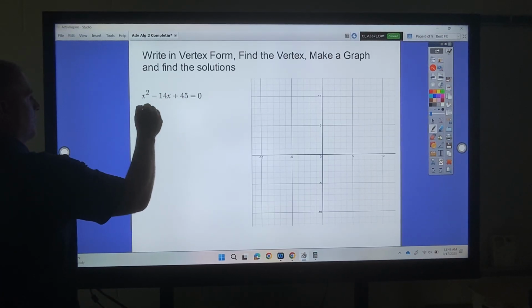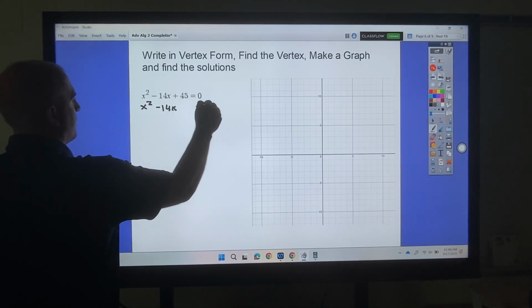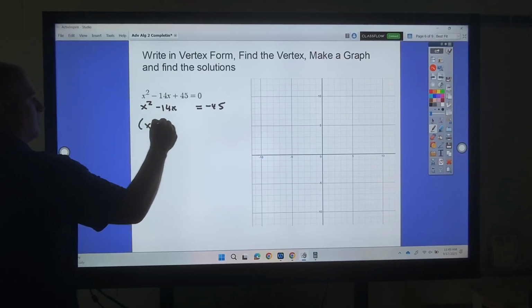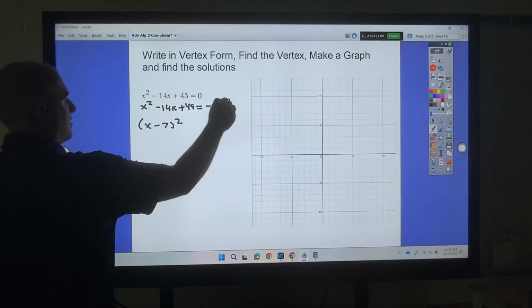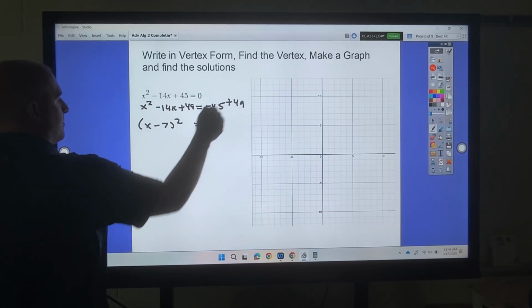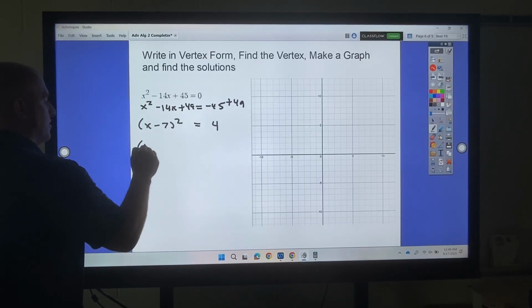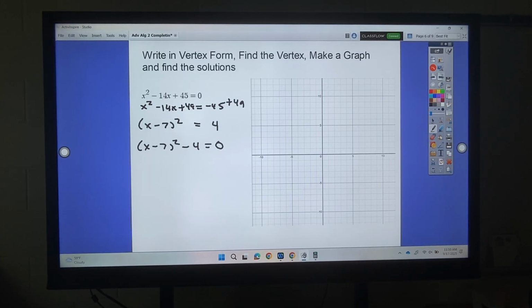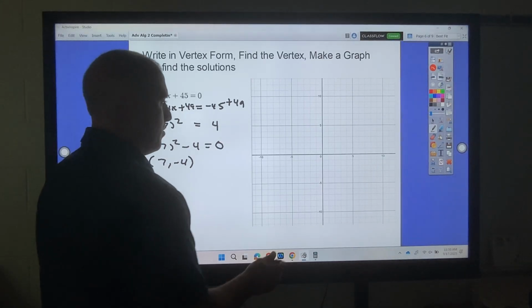All right, I'd move that 45. So that's negative 45. I'm going to take negative 14 and divide it by 2. That's negative 7. Negative 7 squared is 49. So if I combine those, I would get positive 4. Okay? If I bring back the vertex form, this is what I have. So that's the vertex form. What's my vertex? 7, negative 4. It's my starting point.